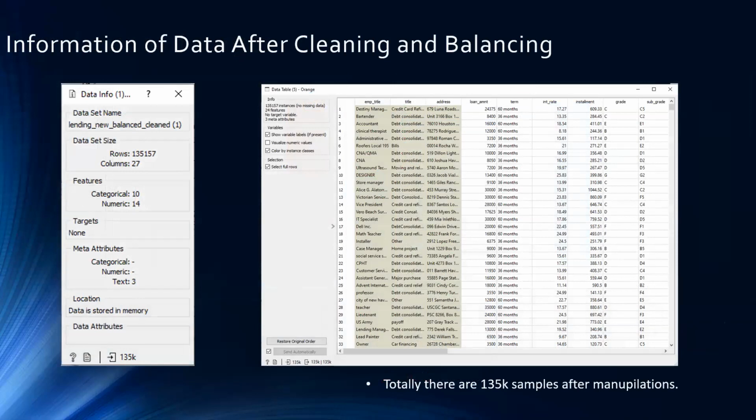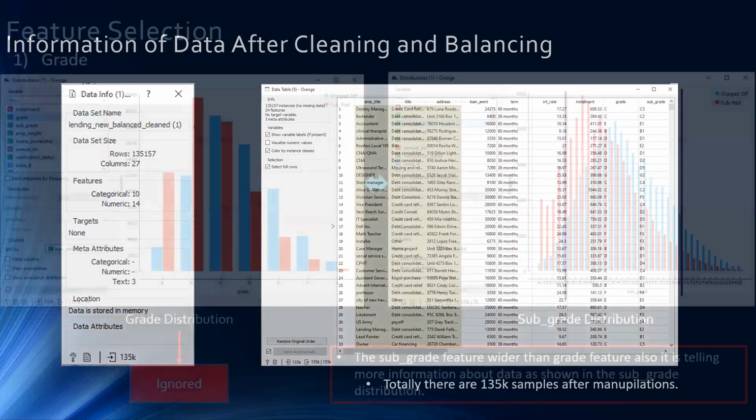In the next stage, after we clean and balance our data, we go back and look at our data info, and we are satisfied with our job, and we have 135K samples after manipulations.